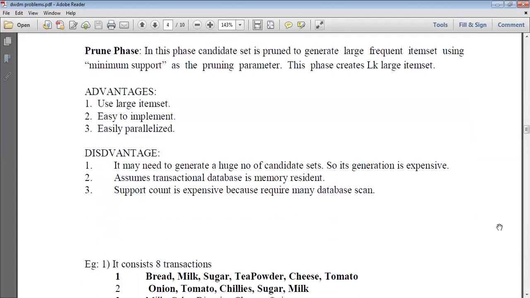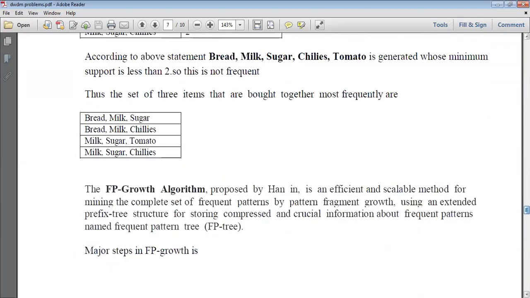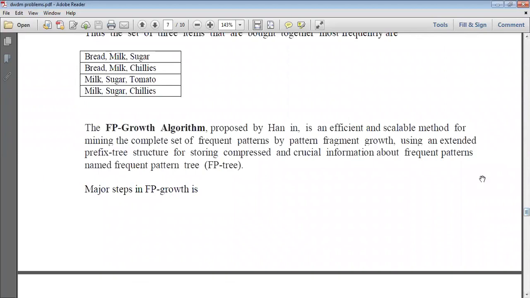What is the FP growth algorithm? It was proposed by Han. It is an efficient and scalable method for mining the complete set of frequent item sets by pattern fragment growth, using an extended prefix tree structure for storing compressed and crucial information about frequent patterns, named frequent pattern trees, or simply FP trees.